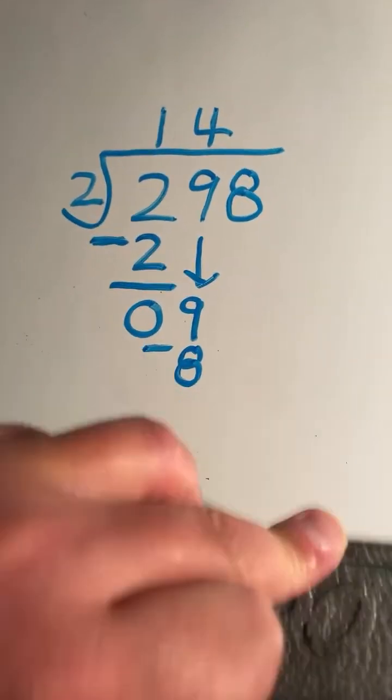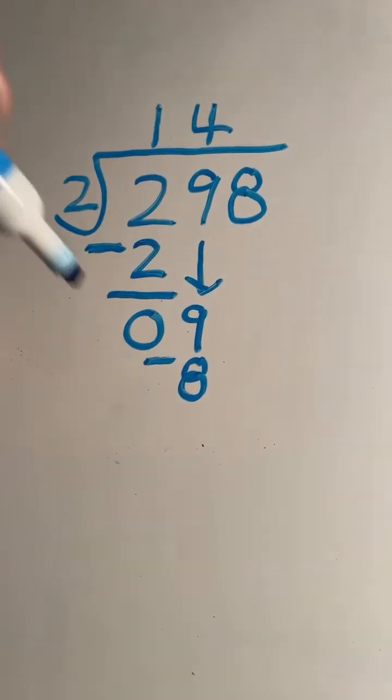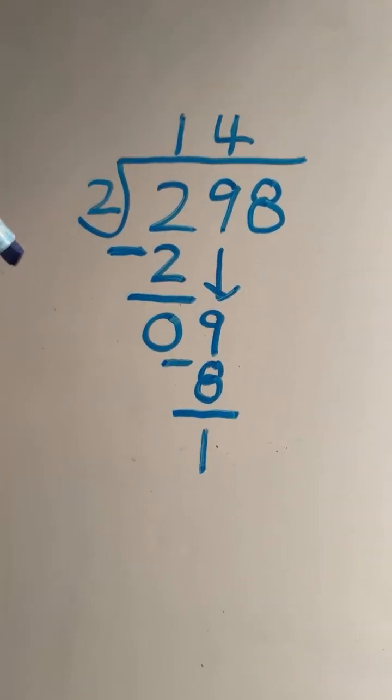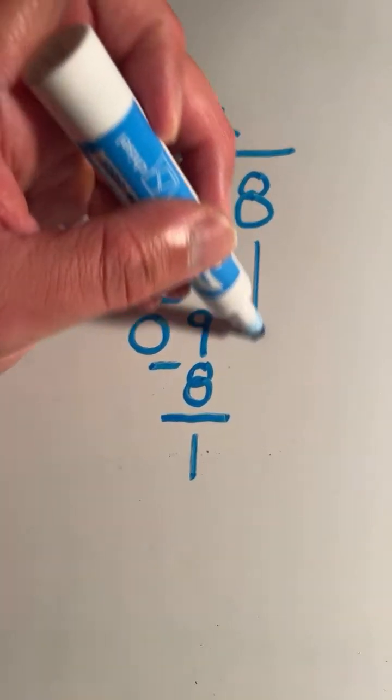So we got to do 9 minus 8 to find a remainder. 9 minus 8 equals 1. We have a remainder of 1. So we are going to bring down the 8.